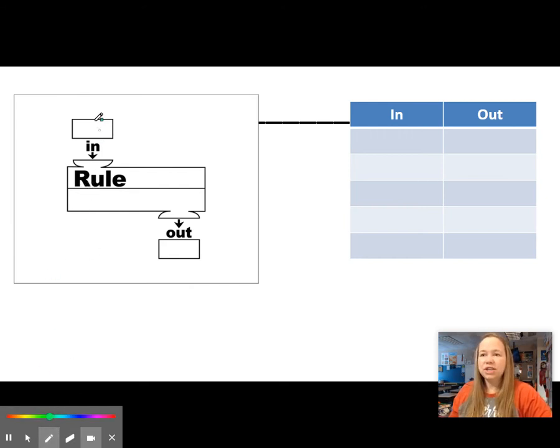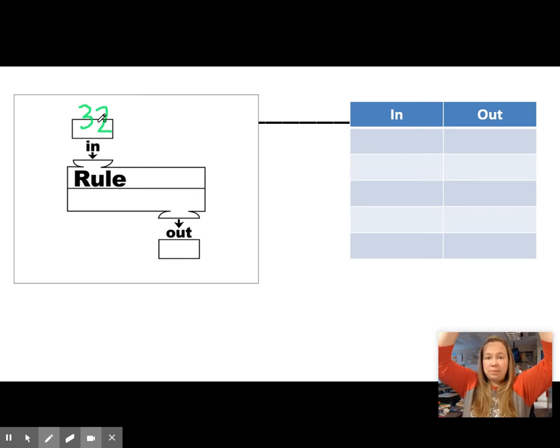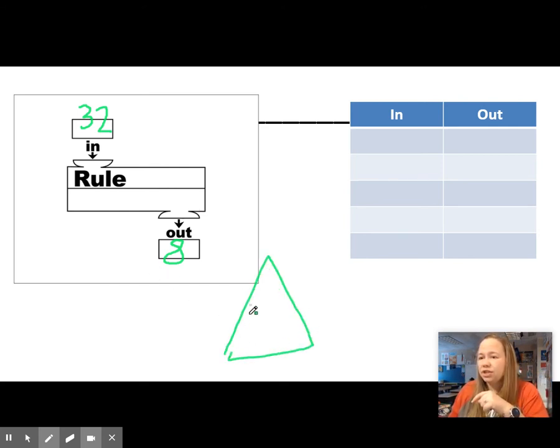I can't help it. Okay, so let's say I put in a 32. Ready? Push it in. And out comes an 8. Uh-oh. Oh, it got smaller. So that means it's either subtraction or division. But since I know my math facts, in my head I'm thinking 32 and 8. What's my missing number in that fact family? Yeah, I'm thinking it's a 4. So my rule here was divide by 4.